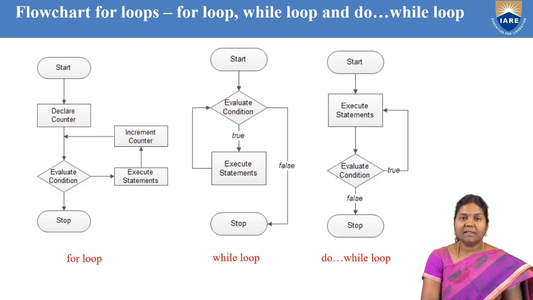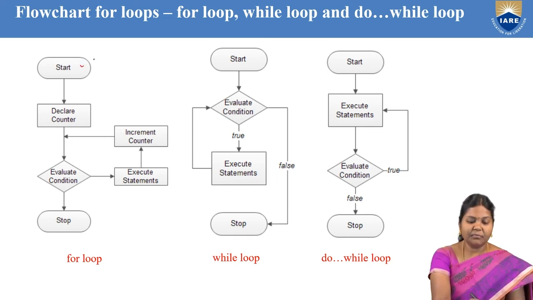Similarly, flowcharts can also be used for representing different types of loops. So what is a loop? A loop is a repetitive statement, a block of code which is repeatedly executed until a particular condition is false. So for writing the different types of loops also, flowcharts are used.